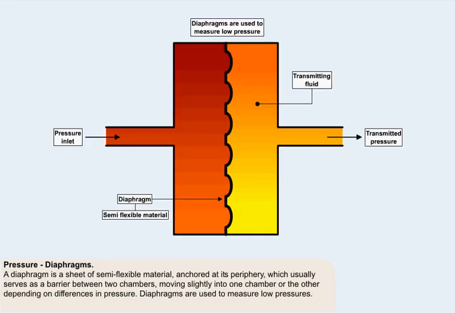A diaphragm is a sheet of a semi-flexible material, anchored at its periphery, and most often round in shape. It usually serves as a barrier between two chambers, moving slightly into one chamber or the other, depending on differences in pressure. Diaphragms are used to measure low pressures.